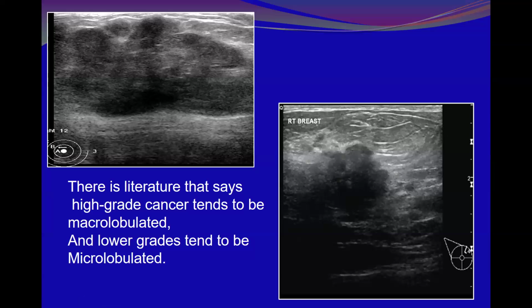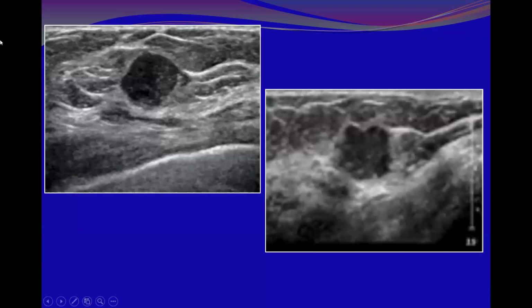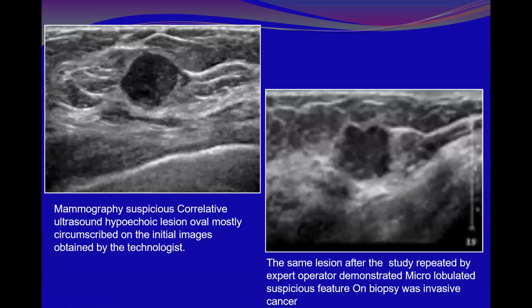If we compare these two lesions, the lobulations here are small, micro, while these are too numerous, but macro. There is literature that says high-grade cancer tends to be macrolobulated and lower grades tend to be microlobulated. Okay? What is the difference? This is the same lesion, okay? Examined by an operator and repeated by an expert one. Can you see the difference?